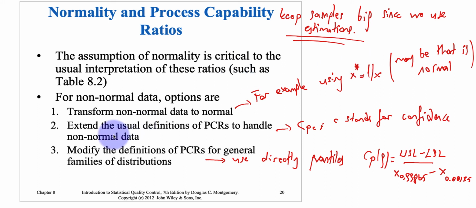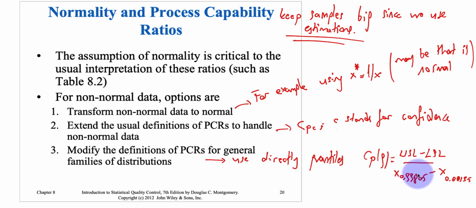And second option, we can extend the usual definition of the CP and the CPK to handle the non-normal data. For example, we can use the CPC. It's an alternative to the CP and CPK. You can check the textbook and the reference academic papers in the textbook, and you can find more information on the CPC. And the third option, we can modify the definitions of the process quality ratio for general families of distributions, so we can directly use the quantiles for the process quality ratio.